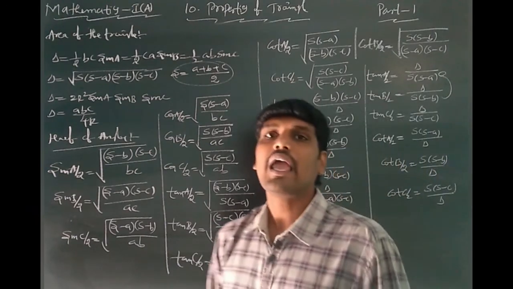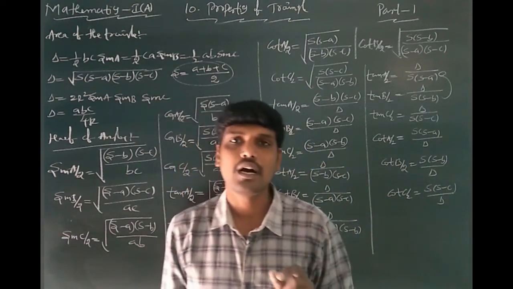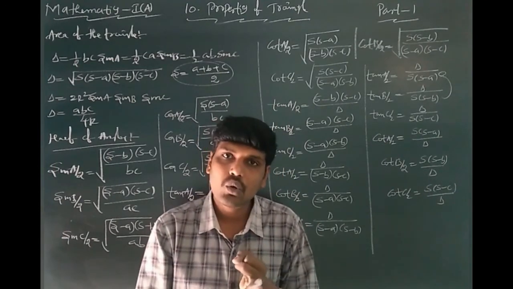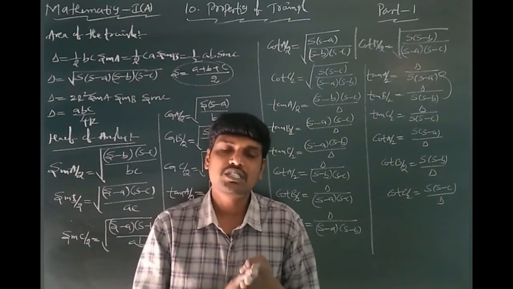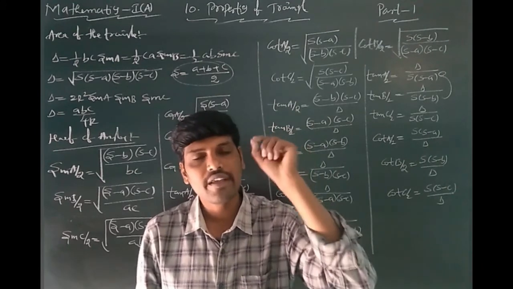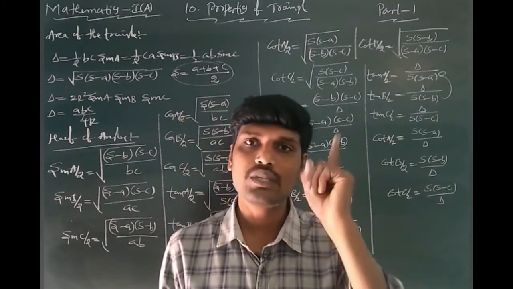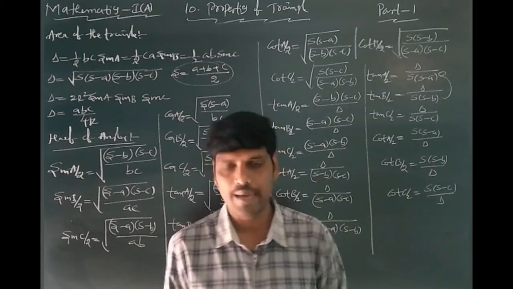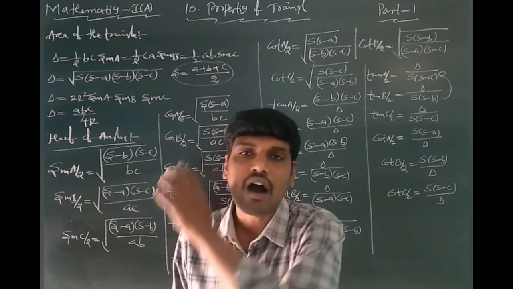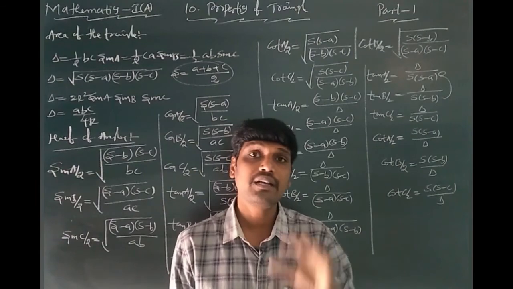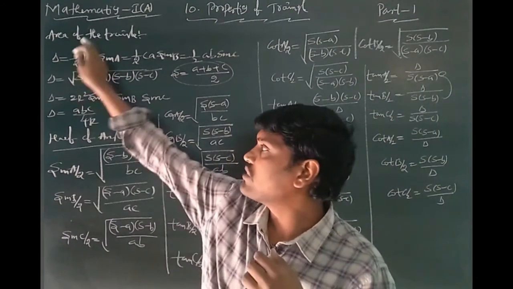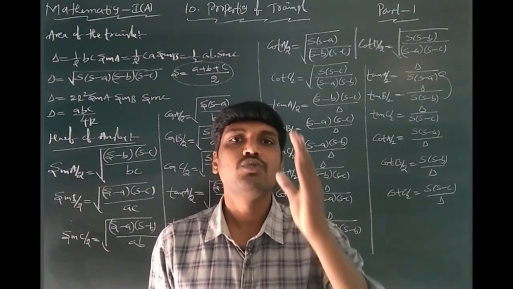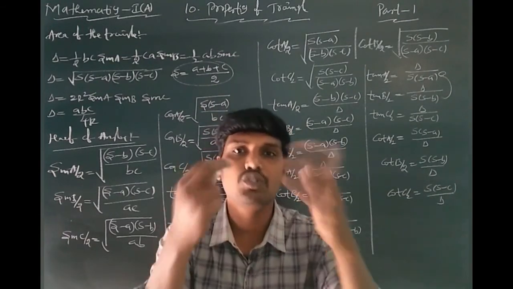These are the important formulas of the properties of triangle: sine rule, cosine rule, tangent rule, and projection rule. These four rules are very important. You can do the properties of triangle problems in exercise 10a. After that, the half-angle formulas are also very important. Next, the area of the triangle formulas, these four are also very important. You can write these formulas as many times as you wish.